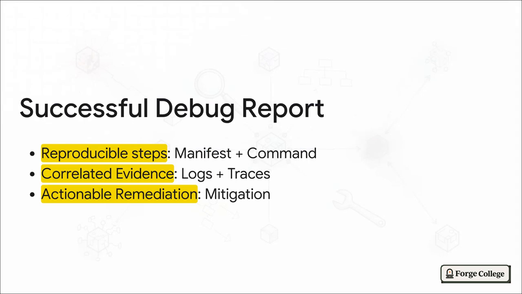Now, when you finally hand this over to the ops or SRE team, your debug report needs 3 mandatory ingredients to actually close the case. First, reproducible steps. They need your manifest file and the exact command you ran so they can easily see the bug for themselves. Second, the correlated evidence, which is your beautiful time-aligned logs and traces. And third, an actionable remediation. Suggesting a mitigation is what makes your report truly valuable, a real game changer. For example, if you suspect rate limiting, don't just point your finger at it. Suggest implementing exponential backoff with jitter on the client side, or ask ops to raise the rate limits for the staging environment. Give them a clear path forward.